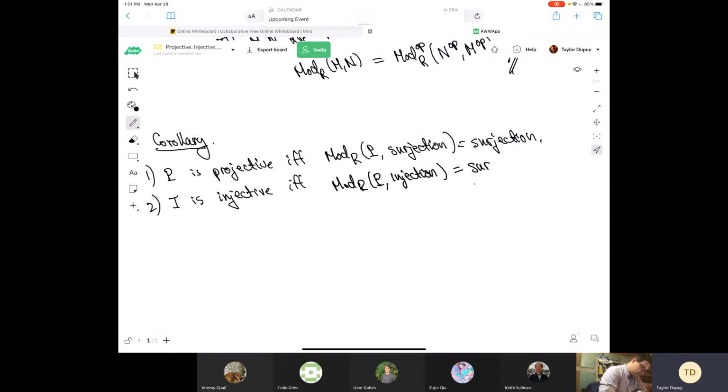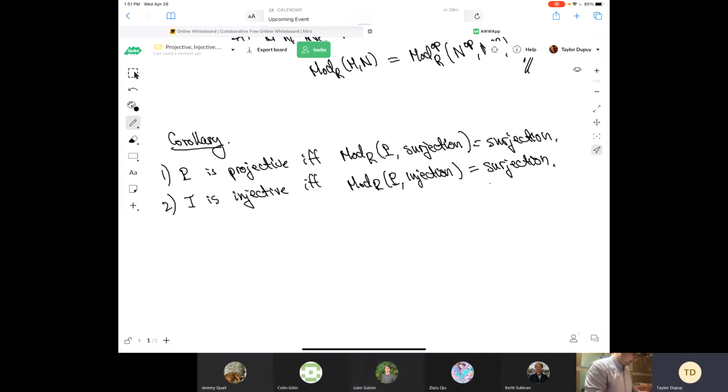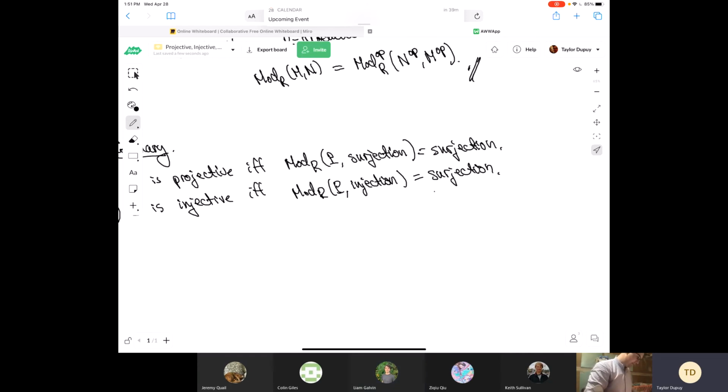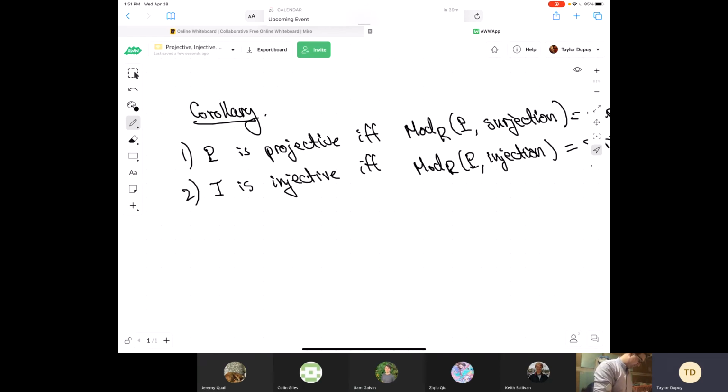I'm sorry, can you explain that notation a little bit? Because P is a module and a surjection is a function, right? Yes, and this is the functor applied to a surjection. So you can apply a functor to a surjection. Let me explain this notation.